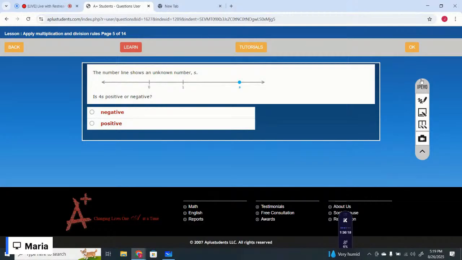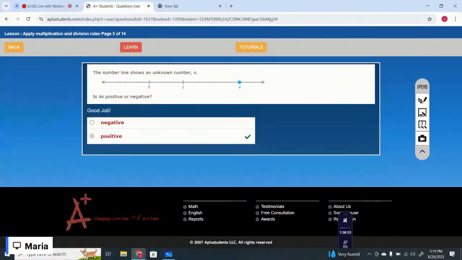For S is positive because S is already on the positive side. So the product of two positive numbers is also positive.